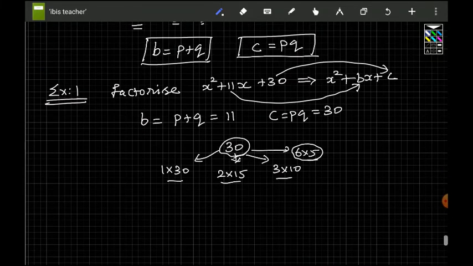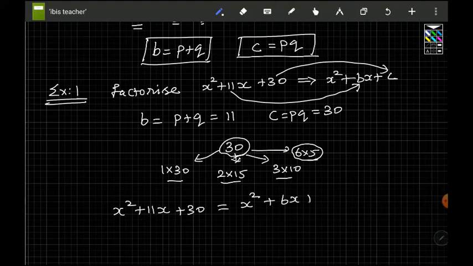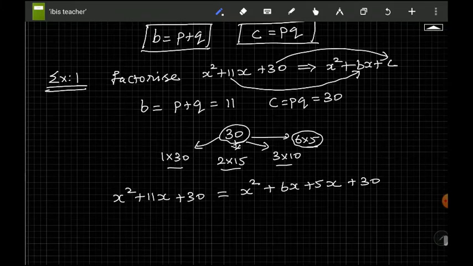Let us do that also by splitting the middle term. x square plus 11x plus 30. Here 11x can be written as 6x plus 5x, since the factors are 6 and 5, right? Then p plus q is 6 plus 5. The order doesn't matter except in certain cases. You can write it as 5x plus 6x or 6x plus 5x. Either way, it doesn't change the answer.